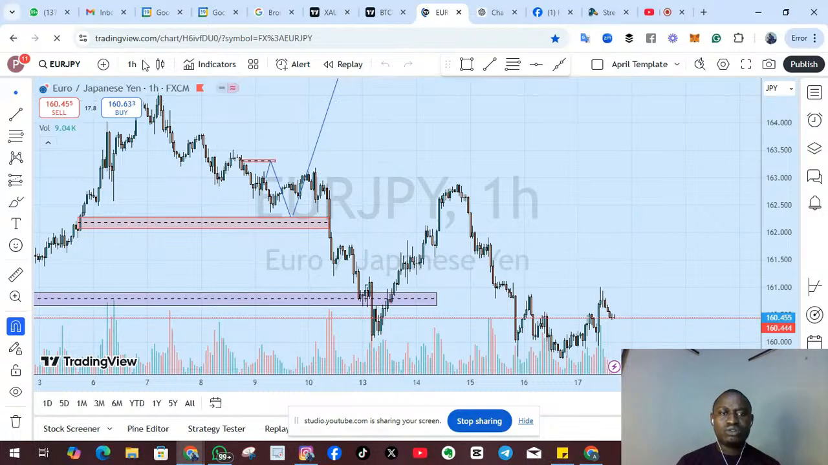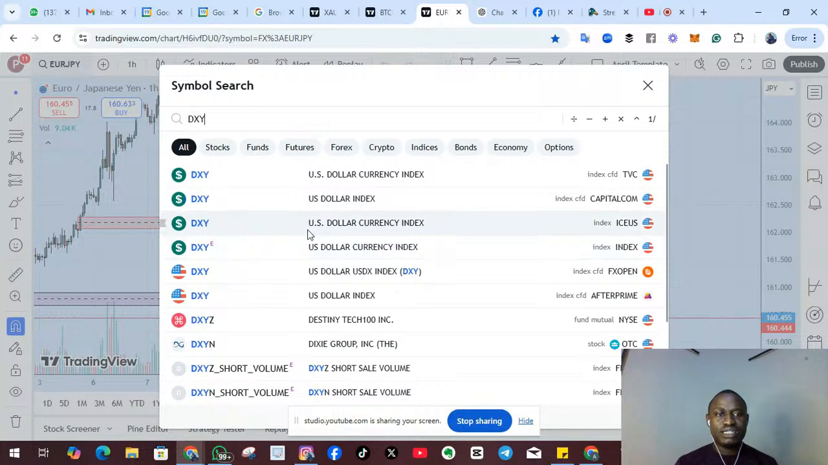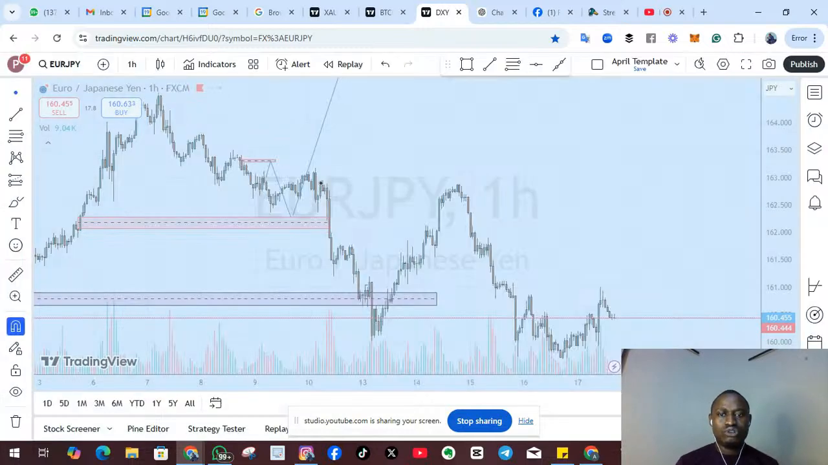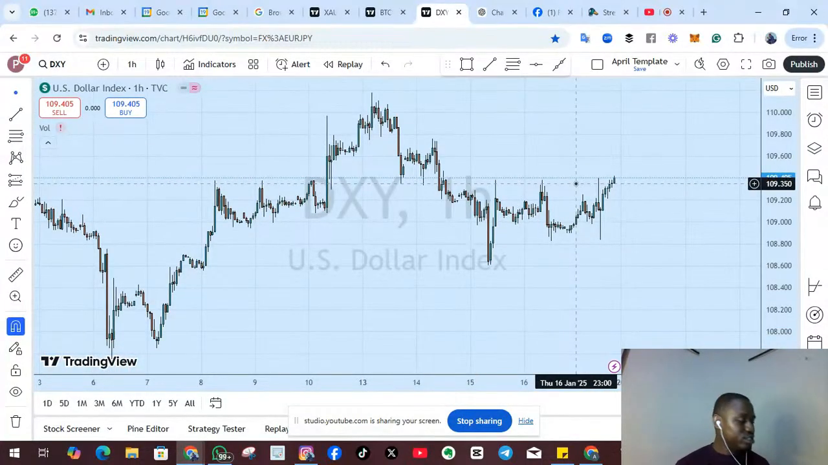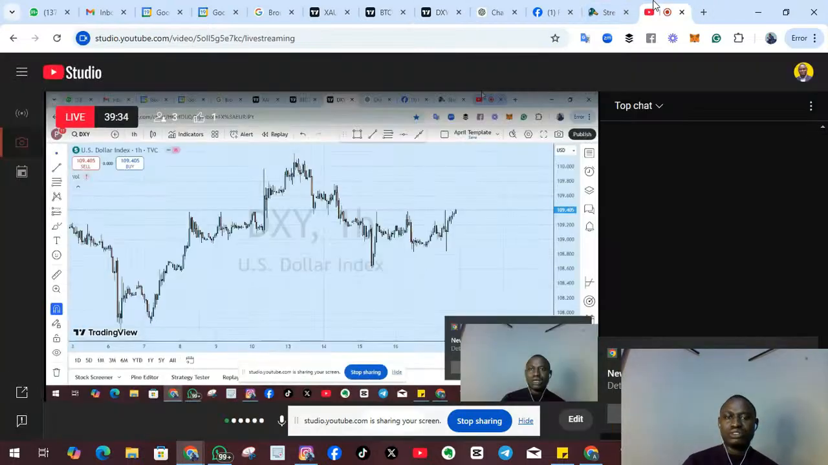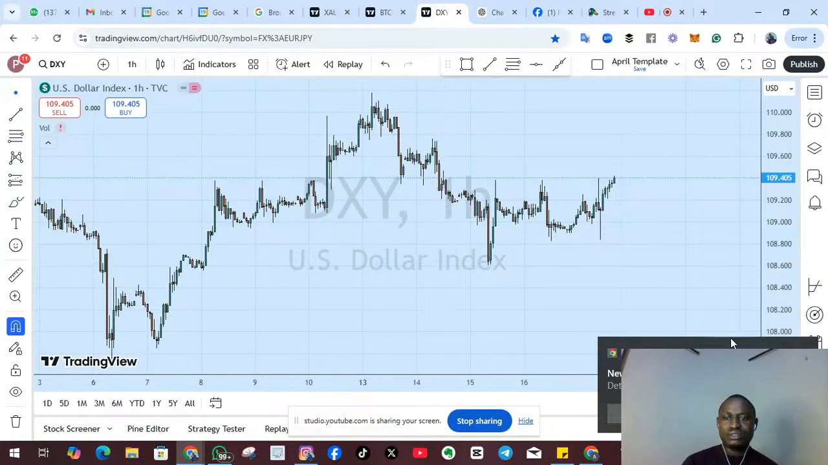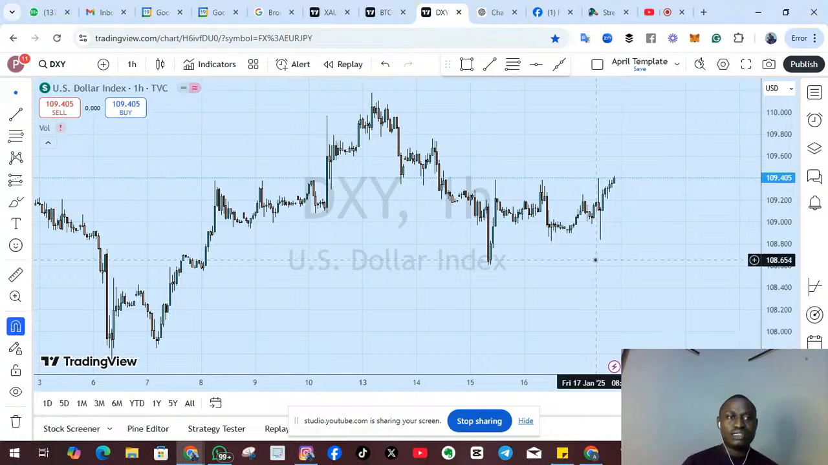So let me quickly go to the next one, which is DXY. So this will influence a lot of USD pairs. So instead of going through the USD pairs one by one, I would just be analyzing the DXY, which is the dollar index.